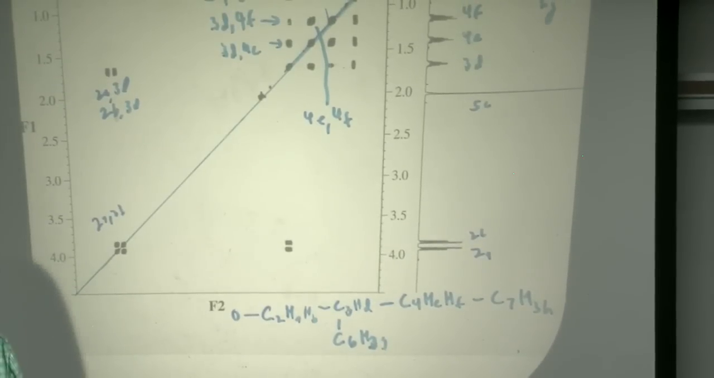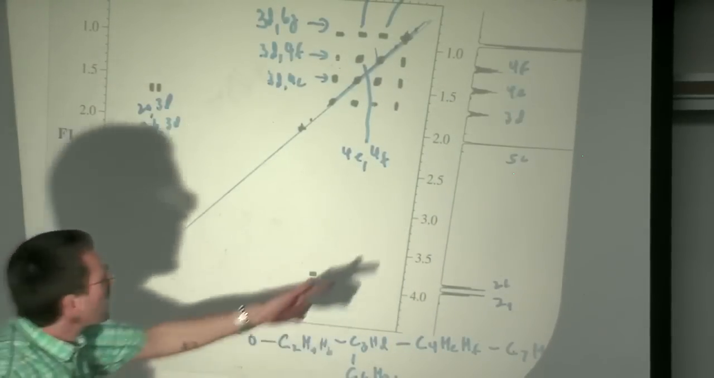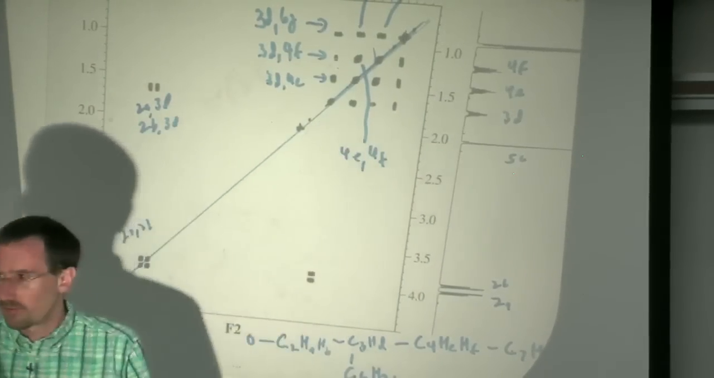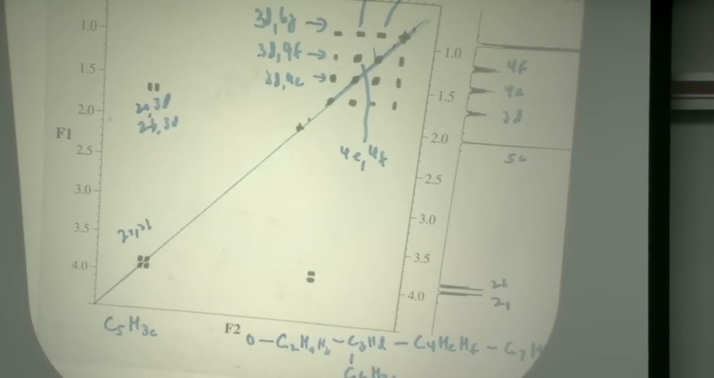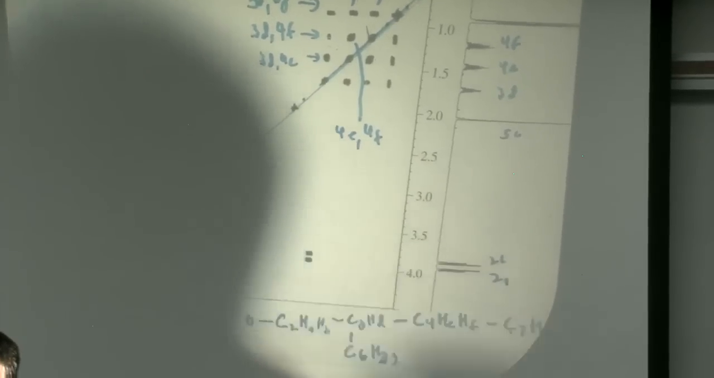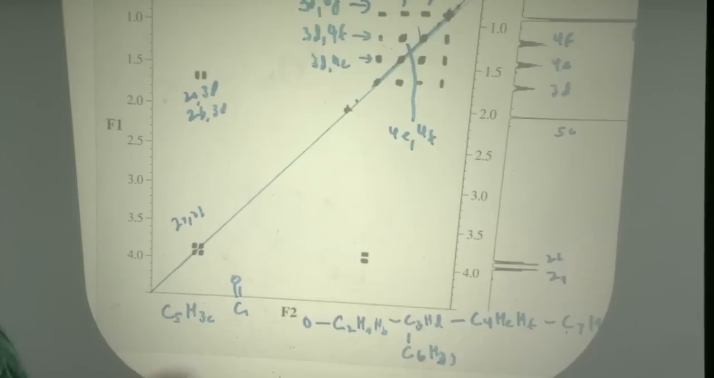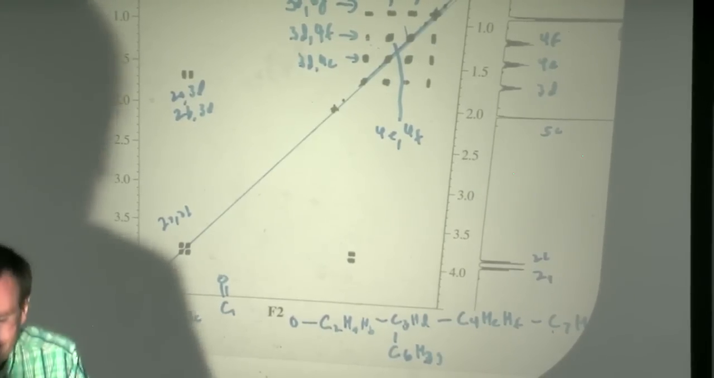All I have left now is this isolated methyl, C5, H3C, right? It's not correlating with anything here. If I had an HMBC, I could put them in systematically. I have one carbon left. That's C1, which is part of a carbonyl. That was in my other one. And you can see how it comes together now.